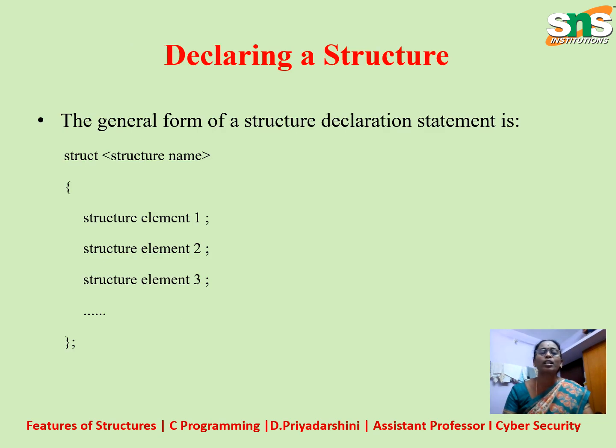Here is how to declare a structure, the general form of the structure declaration. The struct is a keyword which tells the compiler that it can hold multiple data types. These data types may be built-in or user-defined data types. It always ends with a semicolon.